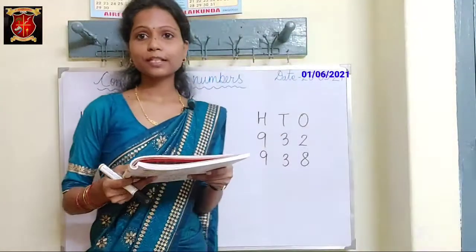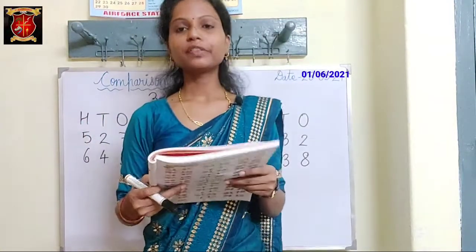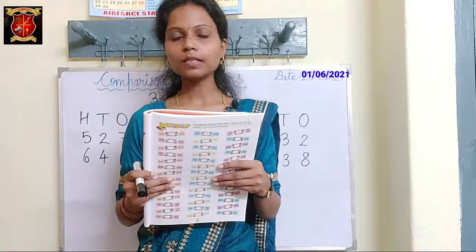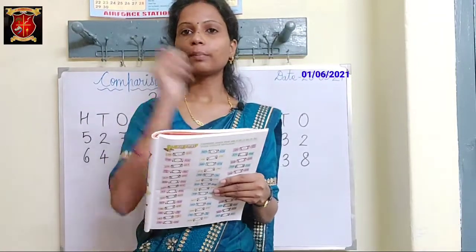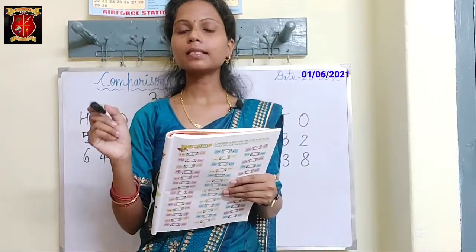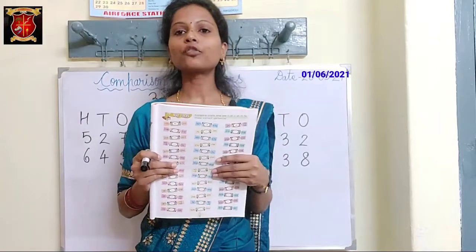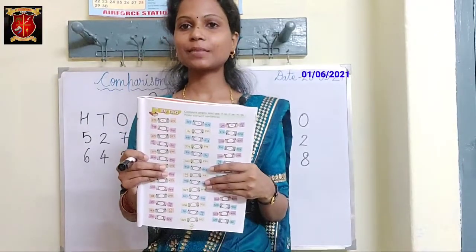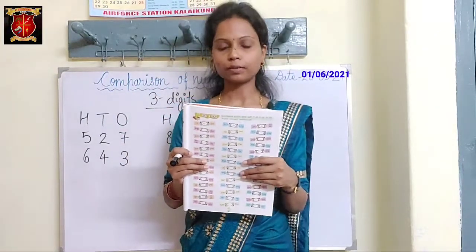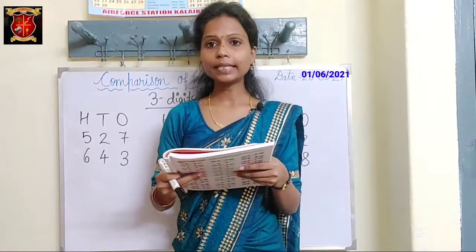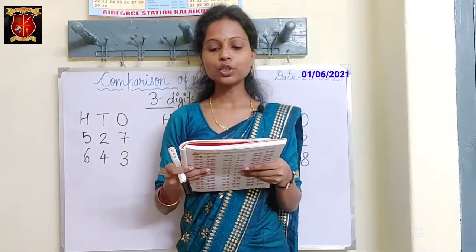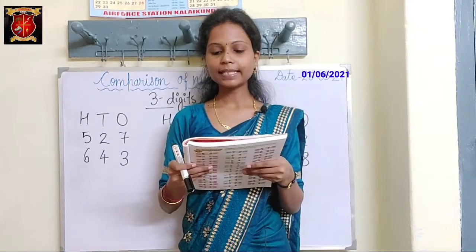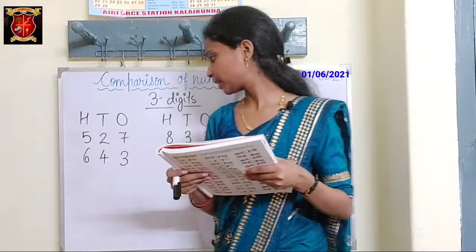So on the next page, page number 42, we are going to compare the numbers which have how many digits? 3 digits. When both have 3 digits, how are we going to compare the numbers? That means how are we going to see which number is big or which number is small. Okay. So let's read the first one. Keep your finger. Let us compare two numbers 527 and 643.